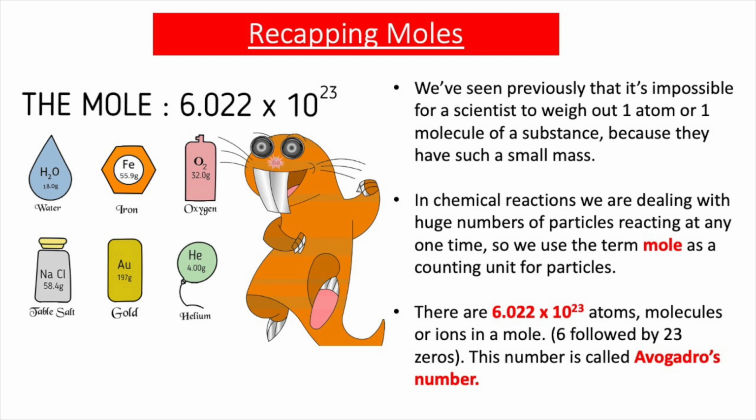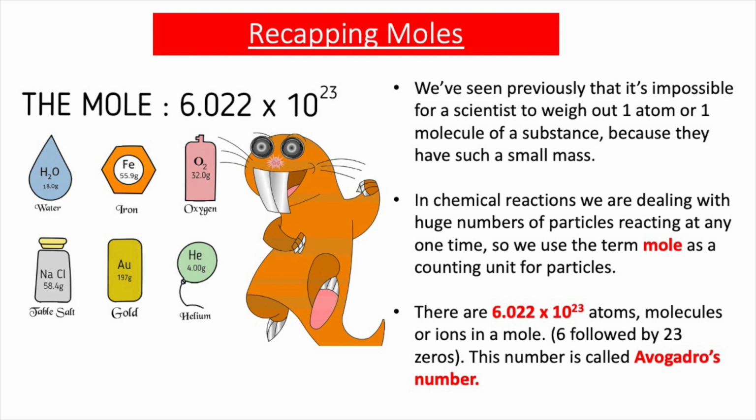Now, that's a huge number. It's basically a 6 followed by 23 zeros. This number is called Avogadro's number, or Avogadro's constant, after the Italian scientist Amedeo Avogadro, who discovered this number.